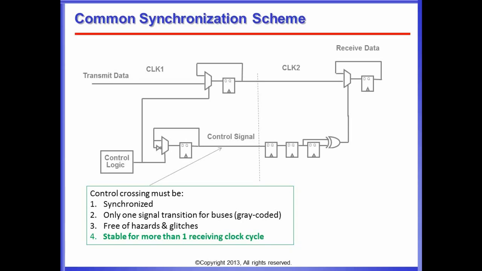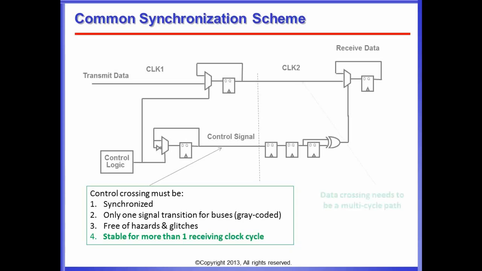If this is a bus, only one signal should have a transition at the same time. So there should be a gray encoding on this address bus. It should be free of hazards and glitches, and it should be stable for more than one receiving clock cycle. This is interesting if your transmit flop runs at a higher frequency than your receiving flop, of course. Otherwise, you don't have a problem with the width of this control signal at this point.